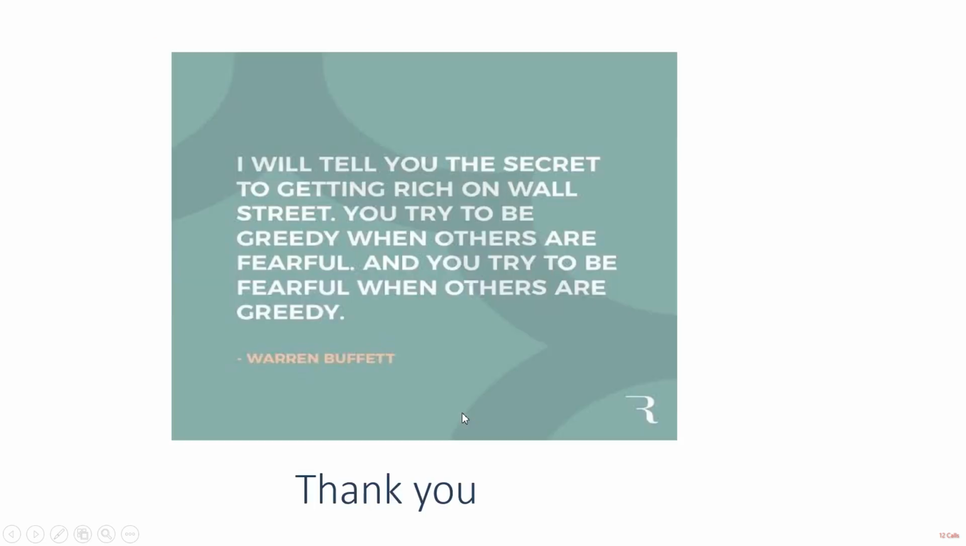So before I complete, I'll take a quote from Warren Buffett. It says, I will tell you the secret of getting rich on the Wall Street. You try to be greedy when others are fearful and try to be fearful when others are greedy. So in our case, we can say you try to buy in the market when PE are low and try to sell in the market when PE are high.